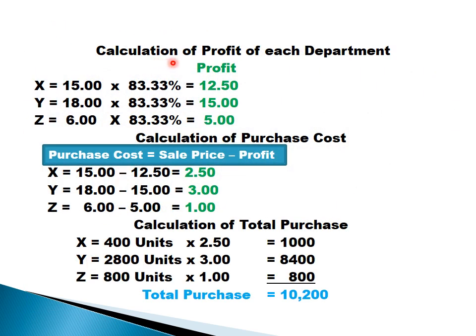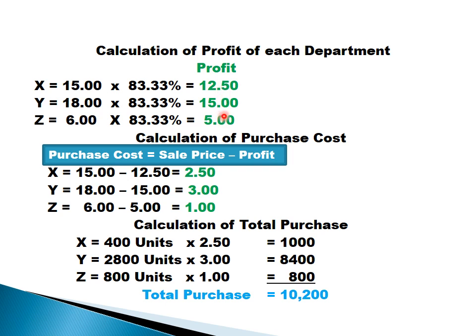Here, students, calculation of profit of each department. 15 rupees is the sale price into profit percentage. So profit is 12 rupees 50 paise. Sale price of department Y is 18 rupees into profit percentage. So profit of department Y is 15 rupees. 6 rupees is the sale price of department Z into profit percentage. You get a profit of 5 rupees. So these are the profits of each department X, Y, Z per unit.